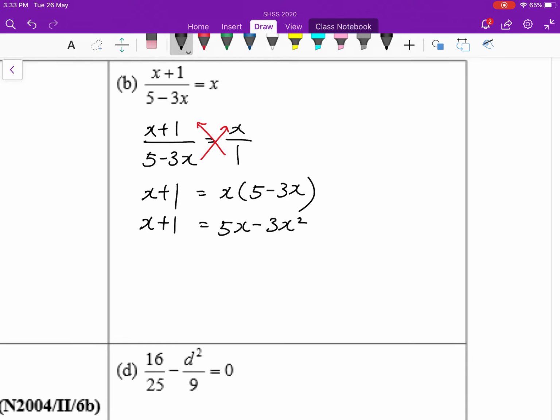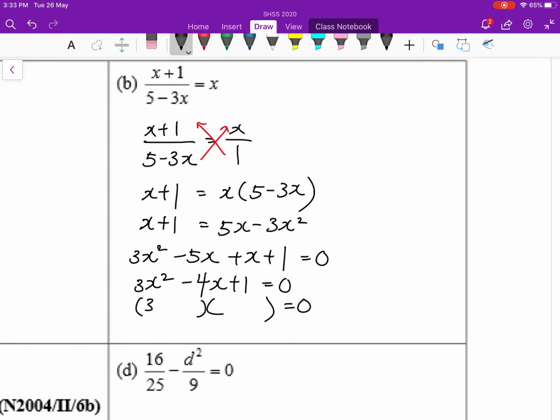Now I want everything on one side, so I'll get 3x squared minus 5x plus x plus 1 equals 0. Simplify, 3x squared minus 4x plus 1 equals 0. Now, once you see this is a quadratic equation, factorize. I get 3x, x, 1 and 1 here. Negative times negative gives me positive 1, and negative 3x, negative 1x gives me negative 4x. For those who know how to do this factorization. For those who are still not confident, you can use this cross method to do.